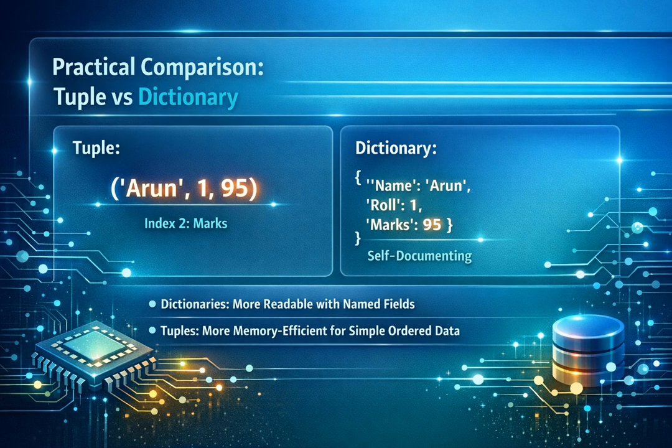Let us compare tuples and dictionaries. A tuple like Arun, 1, 95 stores data positionally, requiring you to remember that index 2 means marks. A dictionary like name Arun, roll 1, marks 95 is self-explanatory. Dictionaries are more readable, while tuples are more compact and memory efficient.